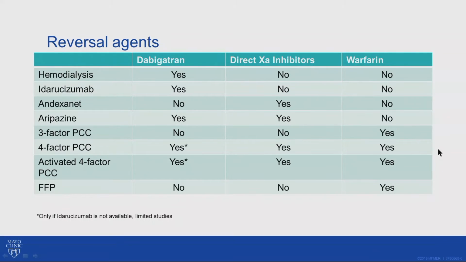As you can see down here, we have the 3 and 4 factor PCCs that are useful in reversal, as well as the activated 4 factor PCC, and obviously FFP as well.